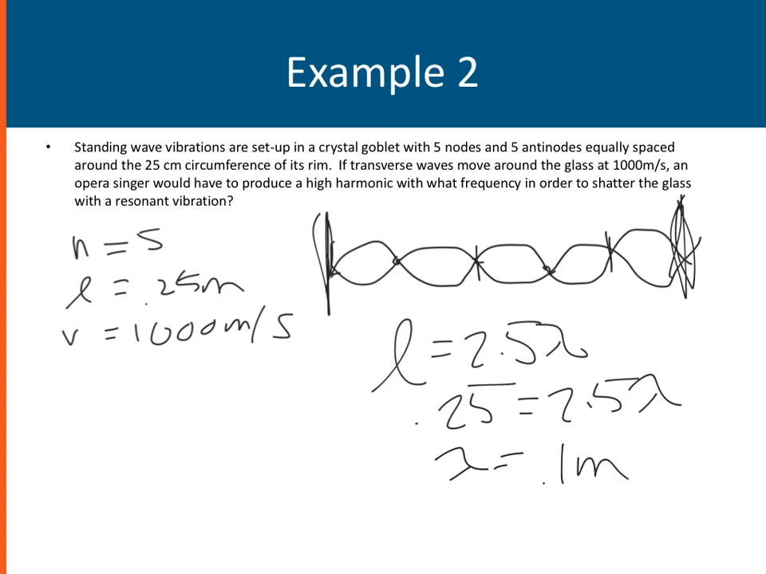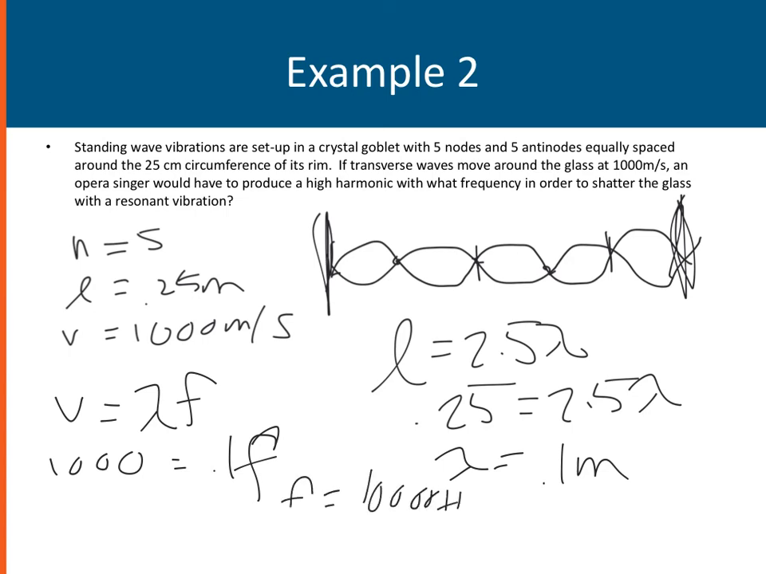And so then, since we have the wavelength, we know this equation. One of these natural frequencies is just going to be V, which is 1,000, divided by the wavelength, which is 0.1. So the frequency would be 10,000 hertz. So the opera singer would have to sing at 10,000 hertz in order to set up resonant vibration in the goblet. And we'll talk a little bit more about all these concepts when we come to class.